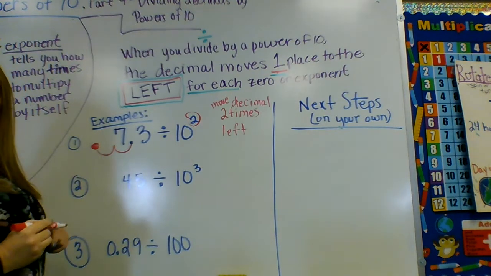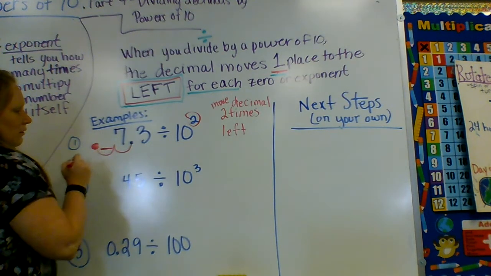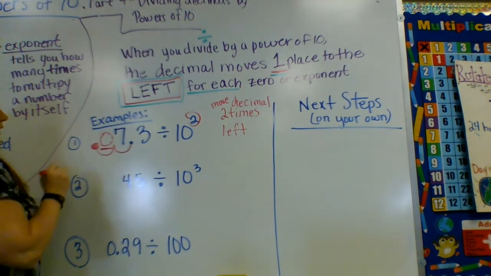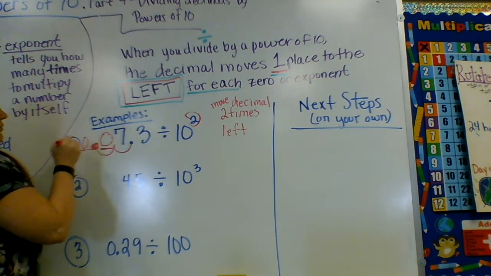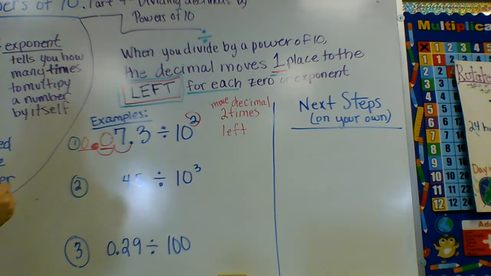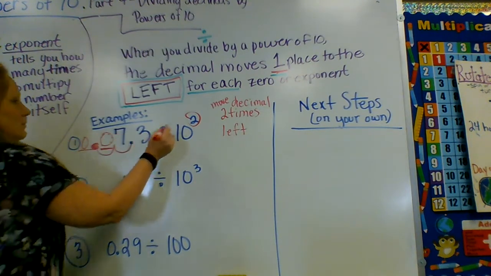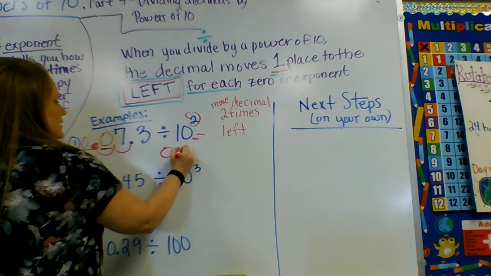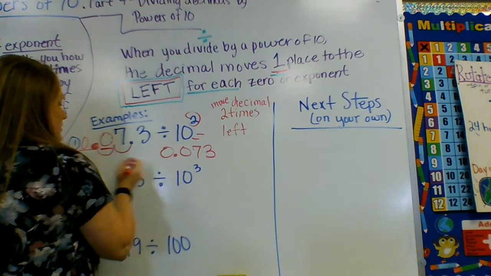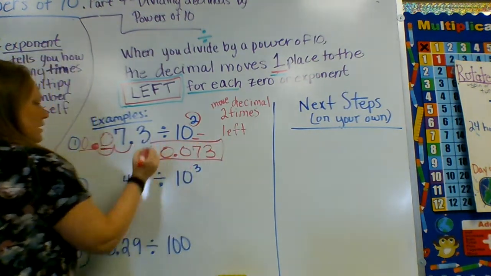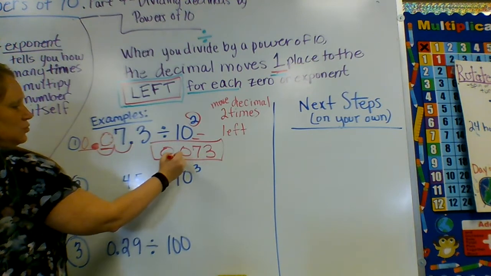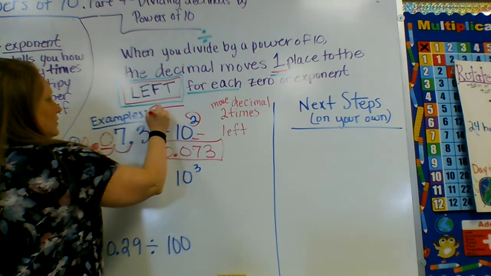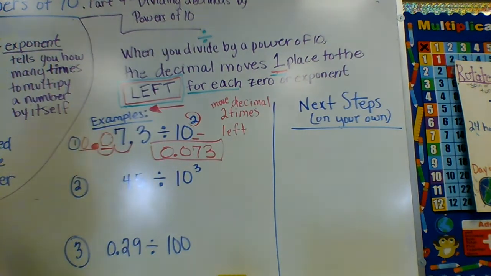I like to make them nice and big. But what do you think I need to put here? That, my friends, is what we call a placeholder. It is going to be a 0. Now, could we put a 0 in front of the decimal? Yes, we could. So what is 7 and 3/10 divided by 10 to the second power? It equals 73 thousandths. Because I moved the decimal twice, 1, 2, and I went to the left. This direction is left, my friends.